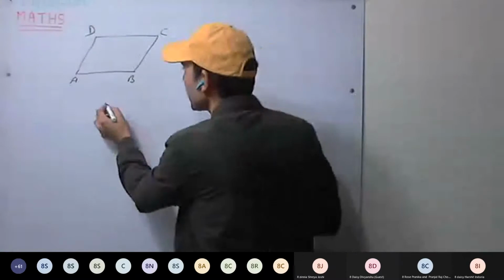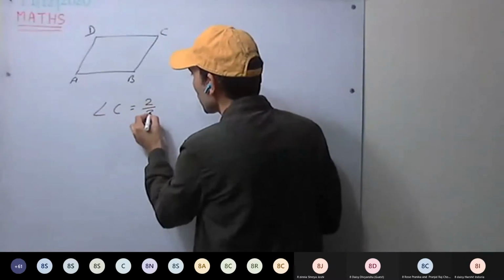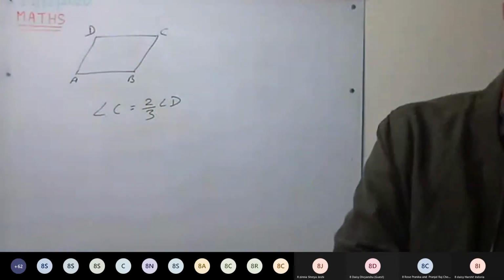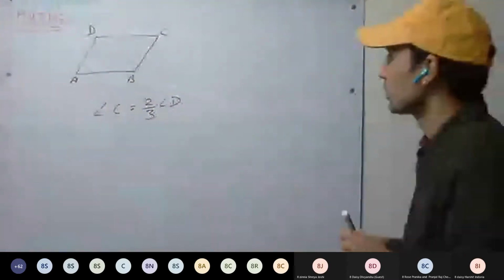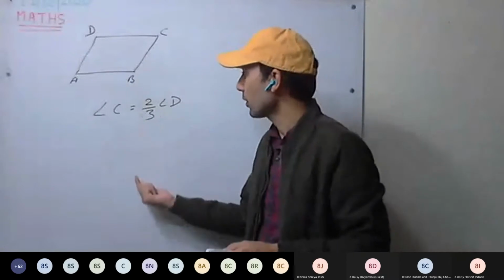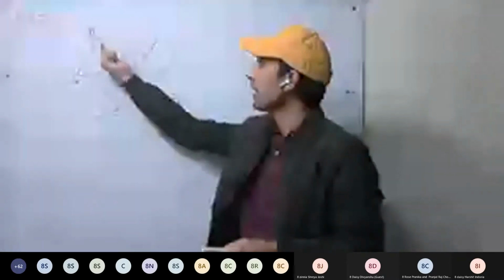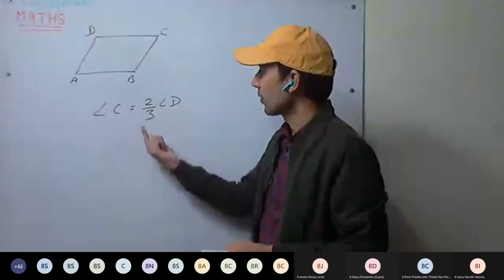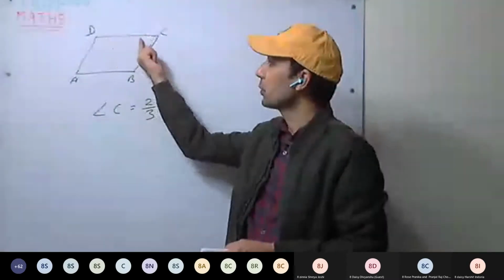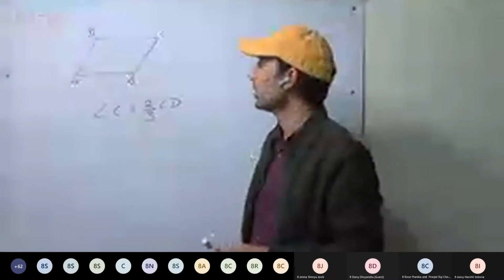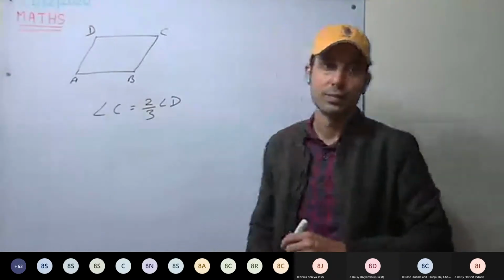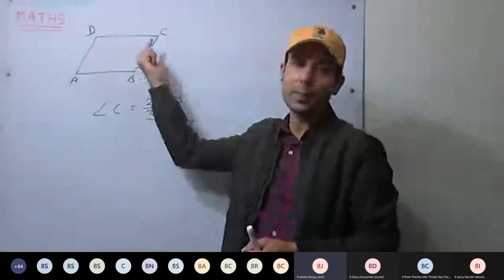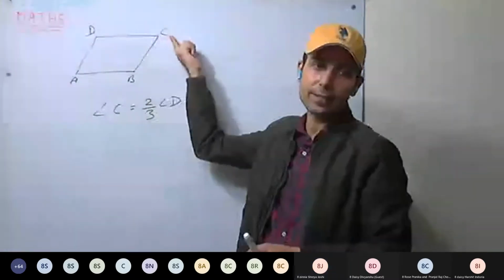Here it is given angle C equal to 2/3 times angle D. Okay, solve this one. So angle C and angle D, what kind of relation is there between them? One relation is given here, and for the other, which property will be used? We will be using the sum of adjacent angles, 180 degrees. Adjacent angles are supplementary. Angle C and angle D are adjacent angles.